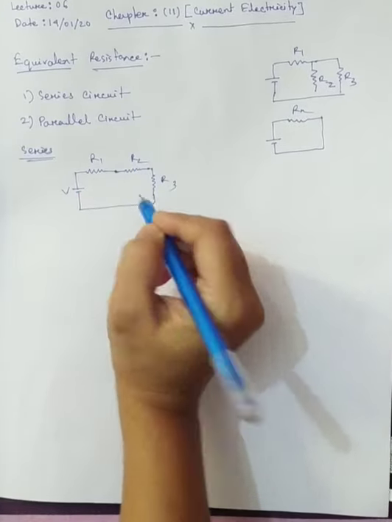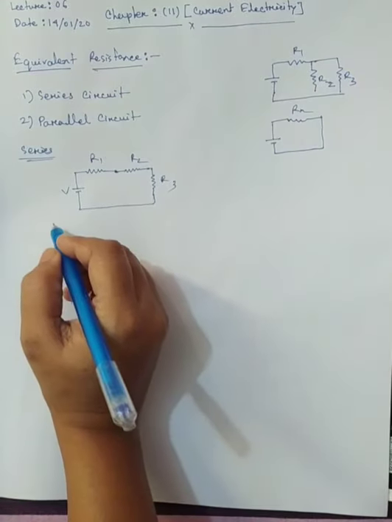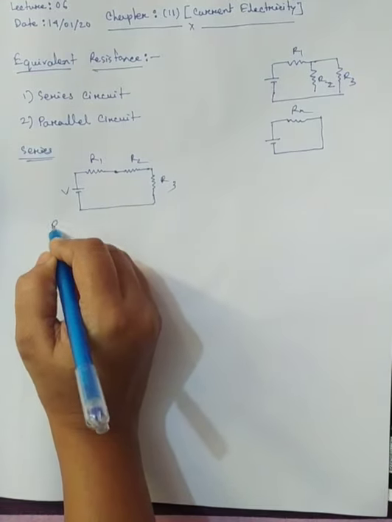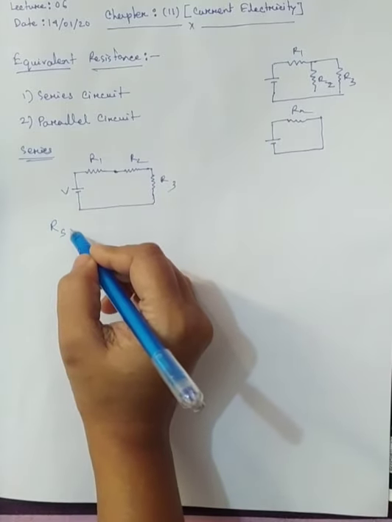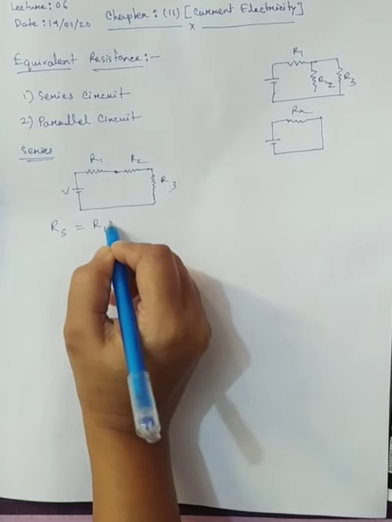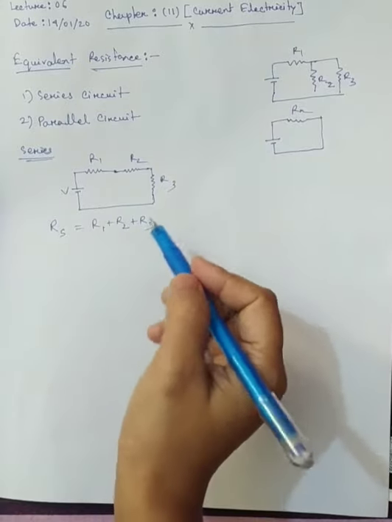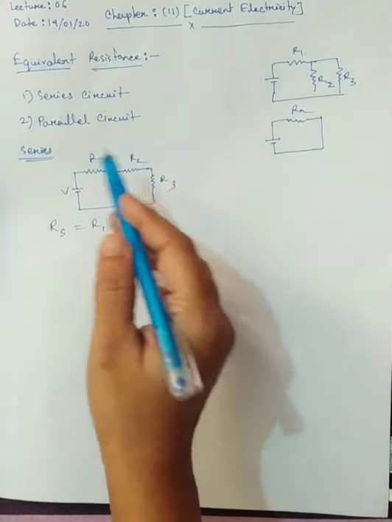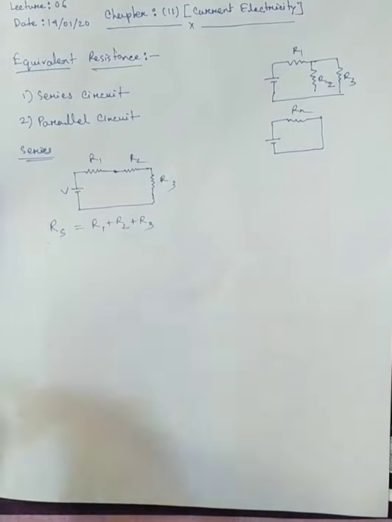So in the case of series combination, what will be the equivalent resistance? If we denote the equivalent resistance as RS, because this is a series combination, RS equals R1 plus R2 plus R3. That means by directly adding all the values of the resistors, we will get the equivalent resistance.